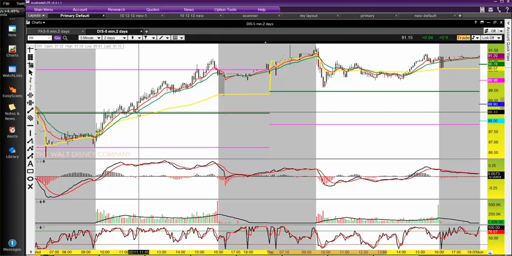In the next segment, we're going to go over designing a plan and determining your risk and reward.